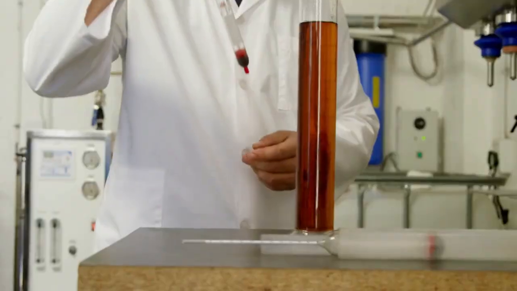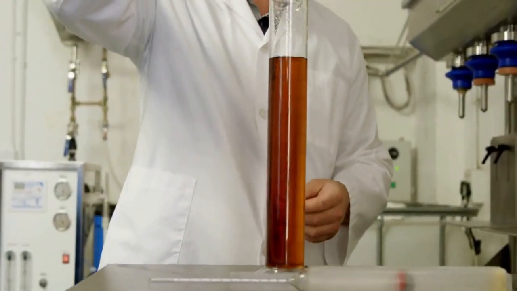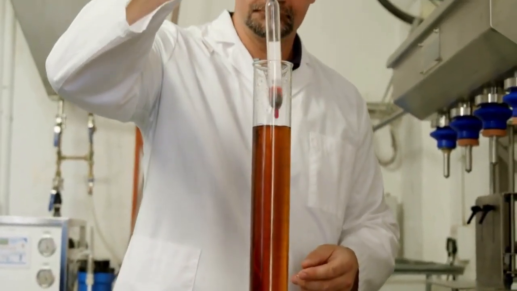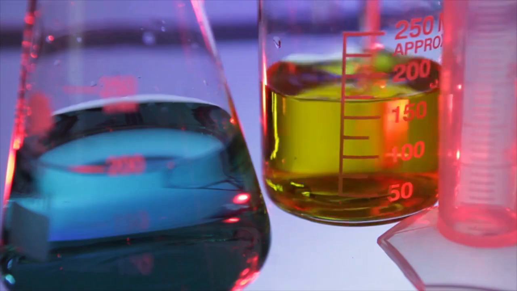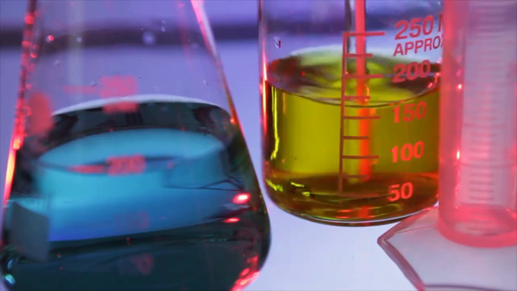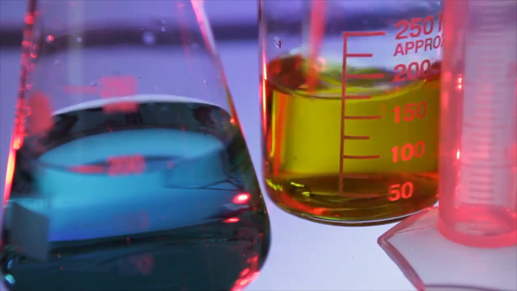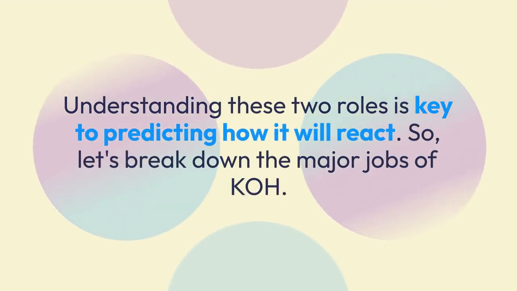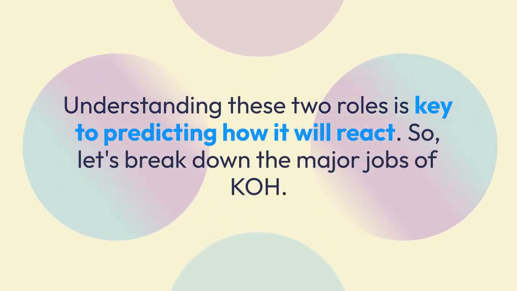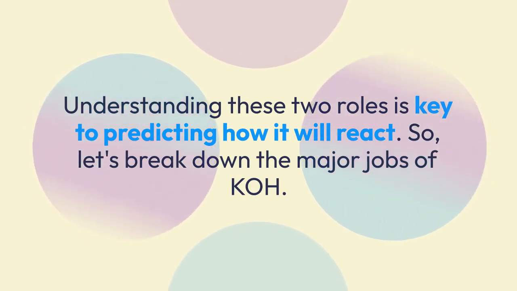Today, we're diving into the world of a very important chemical, potassium hydroxide, or KOH. You might know it as a strong base, but what does it actually do in organic chemistry? It turns out, KOH is a super versatile reagent with two main personalities. It can act as a powerful base, and it can also be a strong nucleophile. Understanding these two roles is key to predicting how it will react. So, let's break down the major jobs of KOH.